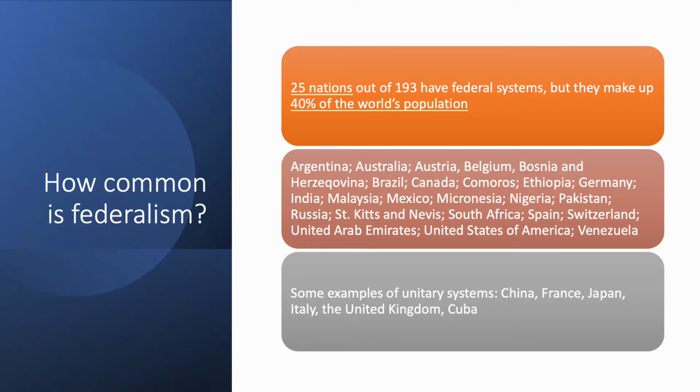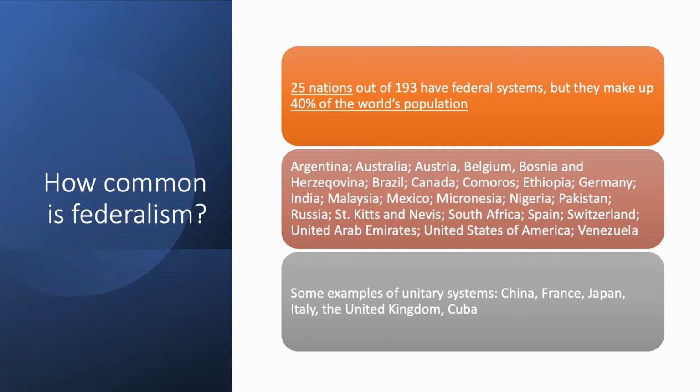How common is federalism? Well, we have about 193 nations, maybe a few more, in the world. Only about 25 of them have systems of federalism. However, it's 40% of the world's population, and if you look at them, they include some of the most important, powerful, and populated nations in the world, and some of the best and strongest economic systems, such as Argentina, Australia, Austria, Belgium, Brazil, Canada, Germany, India, obviously an enormous nation, Mexico, and on, and the USA.